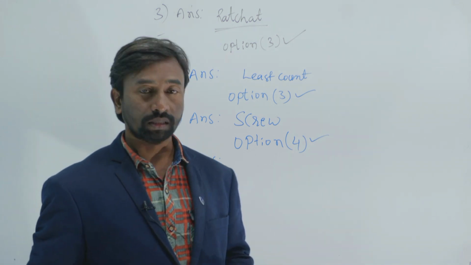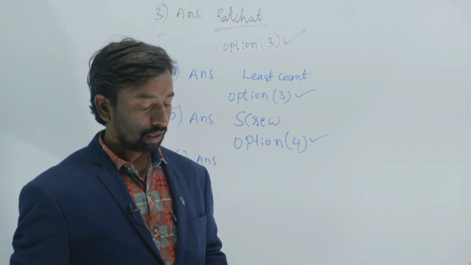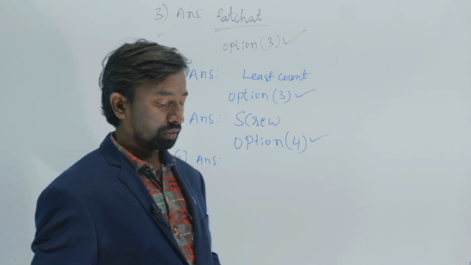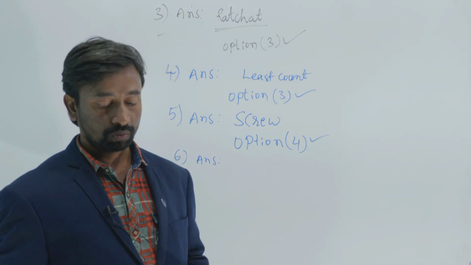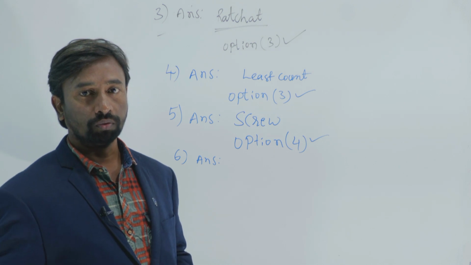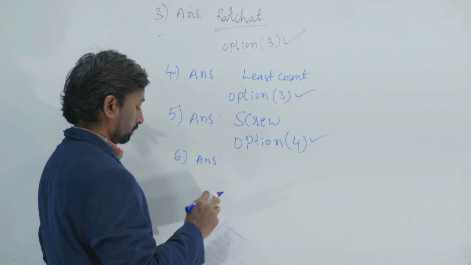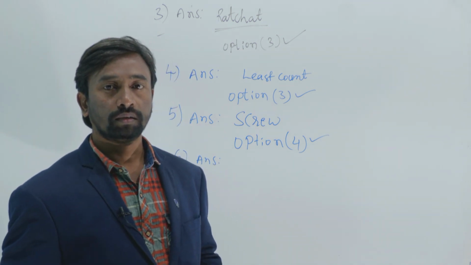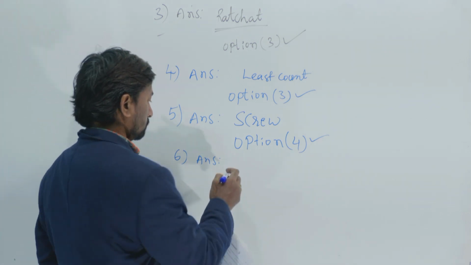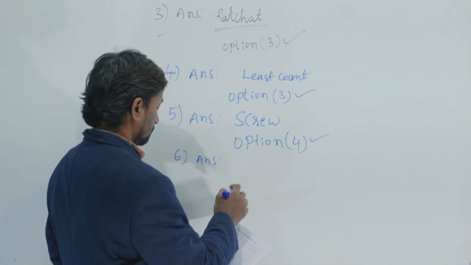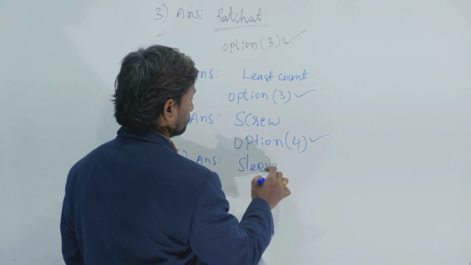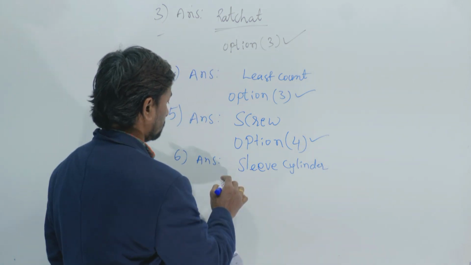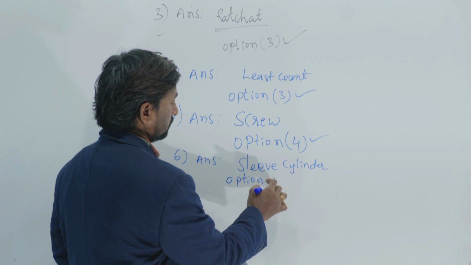The sixth one. The main scale of screw gauge is marked on. The options are sleeve cylinder, thimble, spindle of screw, and circular cylinder. The main scale of the screw gauge is marked on the sleeve cylinder. The pitch scale is nothing but the sleeve cylinder. So option 1 is the correct answer.